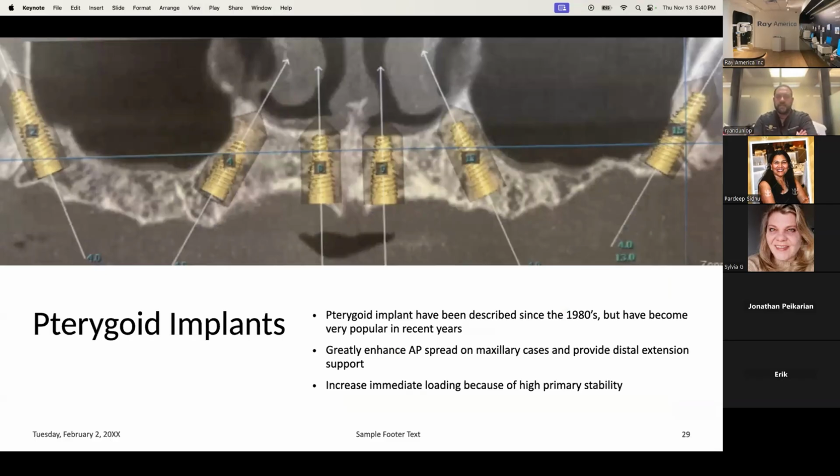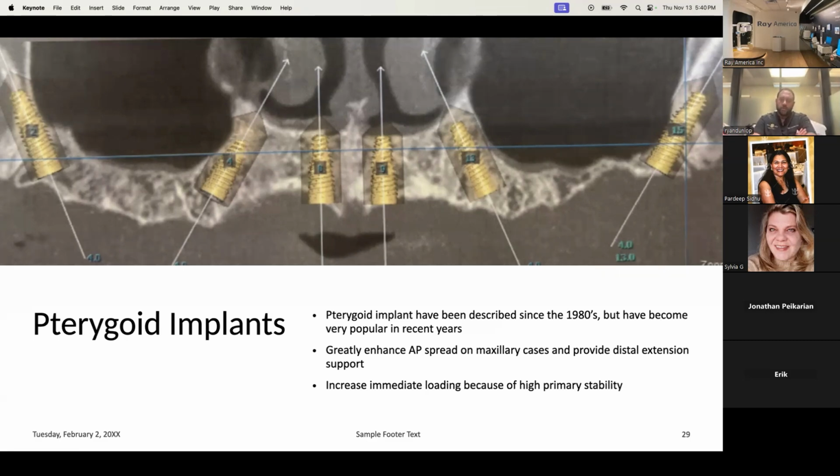Okay, so the next type of advanced surgical technique we're going to talk about is pterygoid implants. These are actually very old implants. They've been around since the 1970s and 80s. They were some of the first dental implants that were actually used. And then they went away because they're high risk and we weren't doing a lot of the same immediate load procedures that we are now. So these implants have made a tremendous comeback in the last 10 years because of the desire for immediate loading. And immediate loading and distal extension support has become really important to us as full arch doctors.